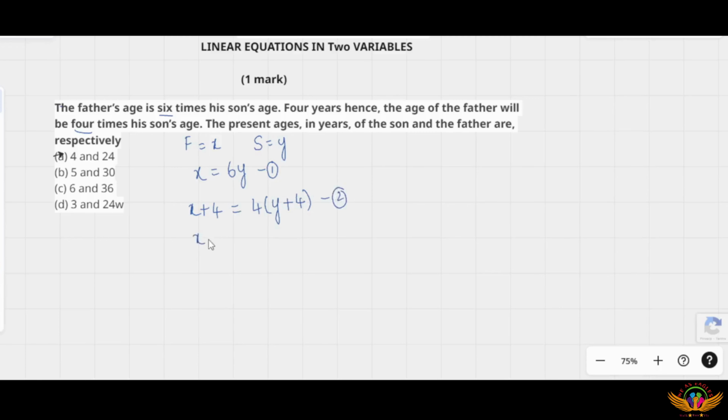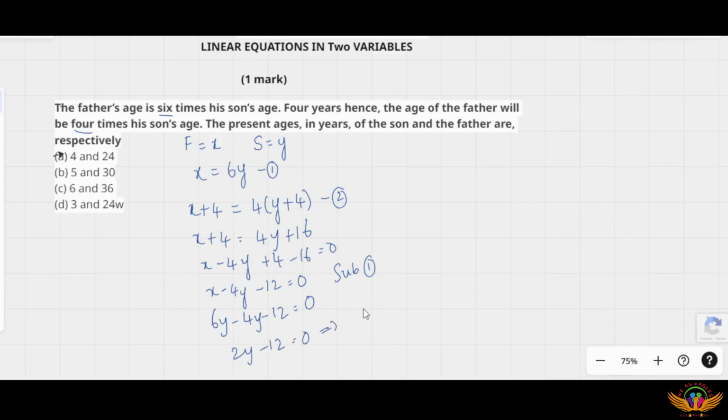Now let us solve it. x plus 4 is equal to 4y plus 16. x minus 4y plus 4 minus 16 equal to 0, and x minus 4y, 4 minus 16 is how much? Minus 12 equal to 0. And let us substitute equation number 1 here. x equal to how much? 6y. 6y minus 4y minus 12 is equal to 0. 2y minus 12 is equal to 0, and that implies y is equal to 12 by 2, that is 6.